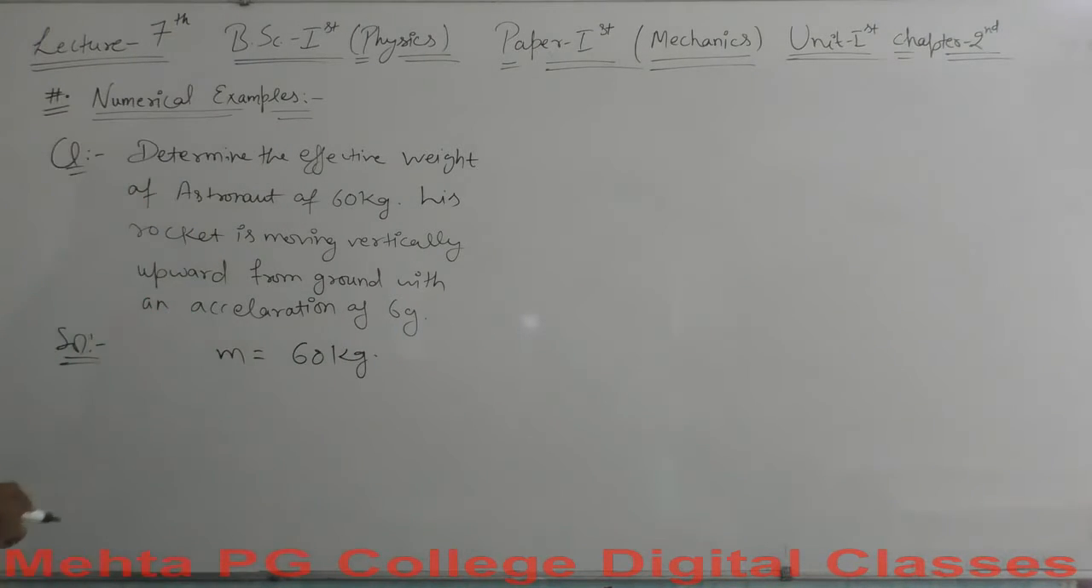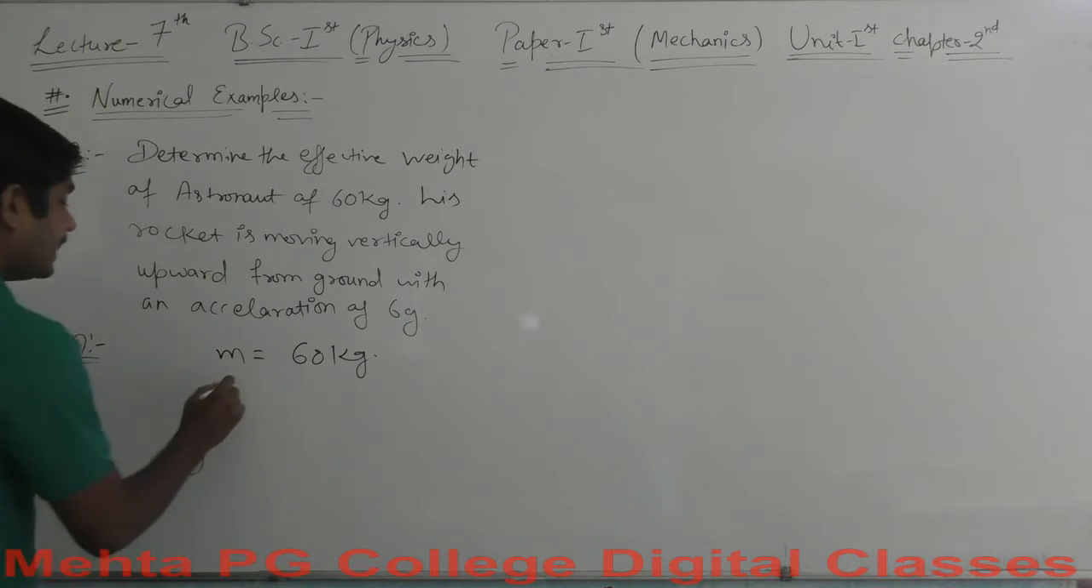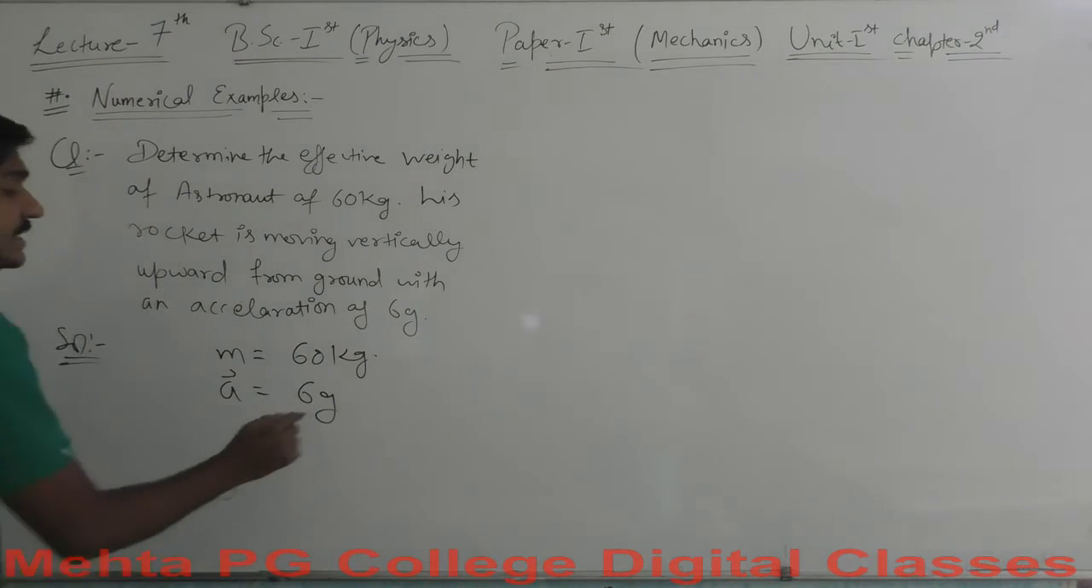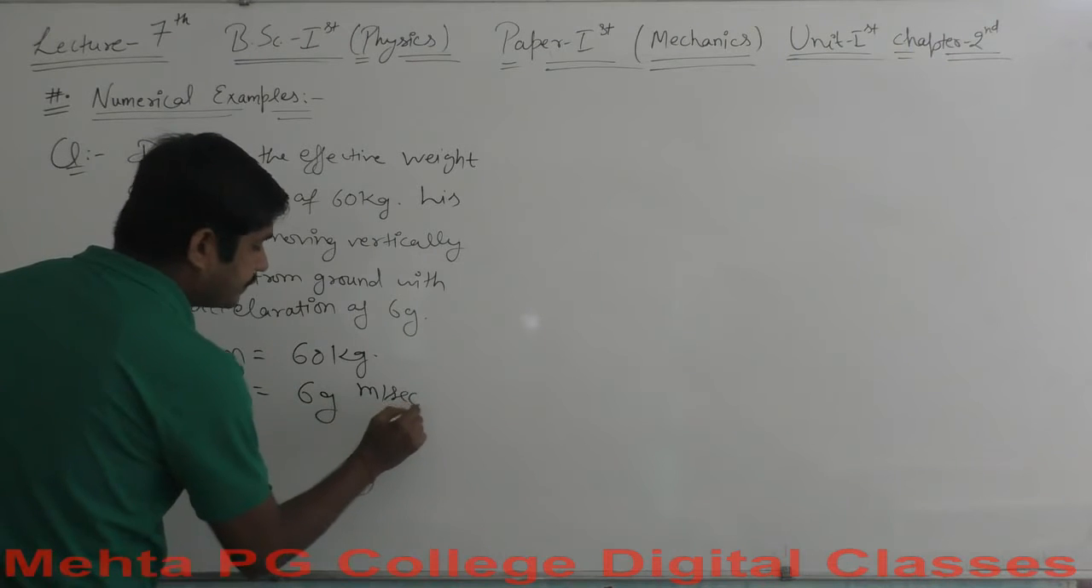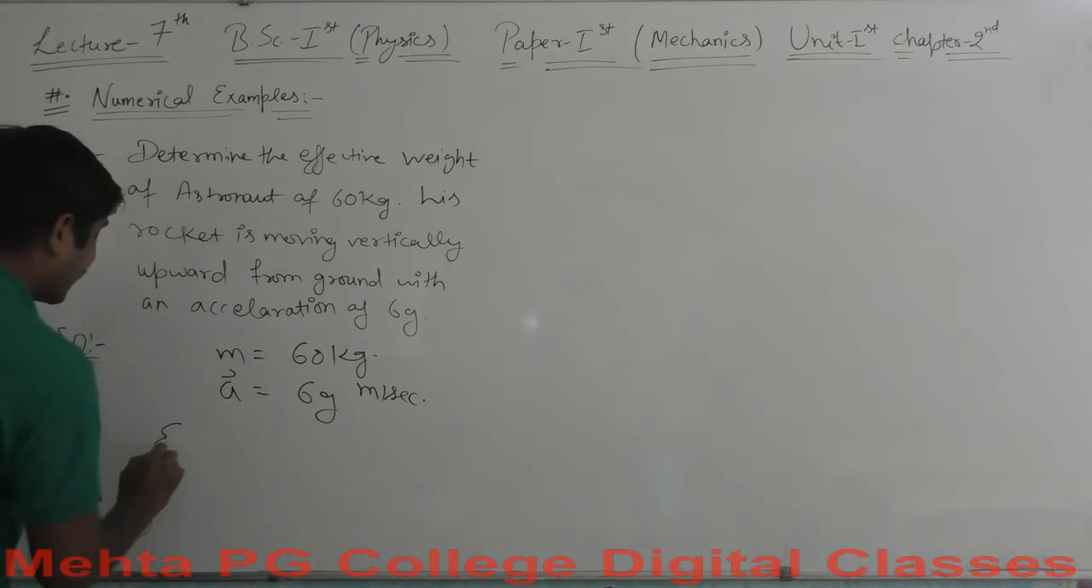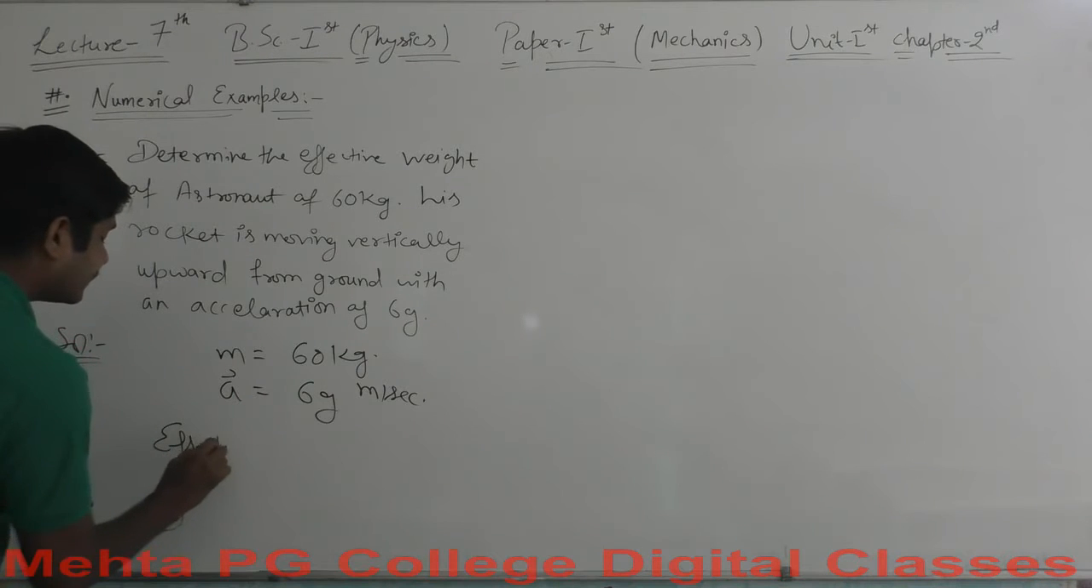60 kg is given to us. Sorry. And the acceleration of the rocket is given as 6g meter per second squared. Okay, so these things are given. So what should be the effective mass by now, or the effective weight?